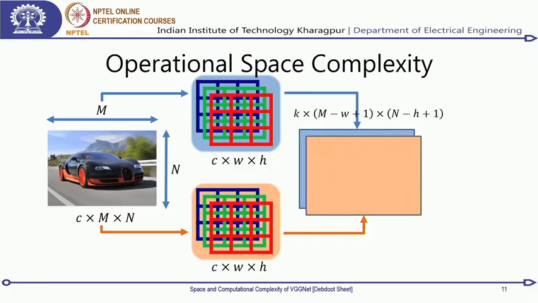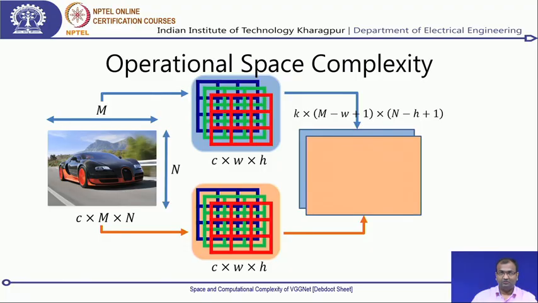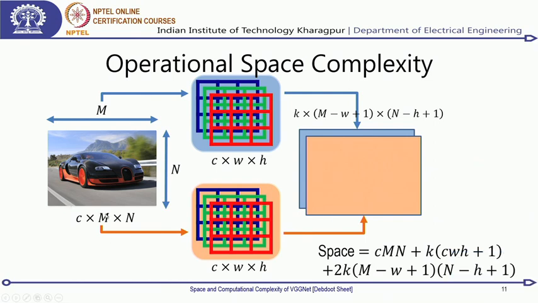Okay. But we also need to understand the operational space complexity. For the operational space complexity, you would need some space to store this part, some space to store these parts, as well as the derivatives which are computed. What that comes down to is C into M into N, which is the total space required to store this.